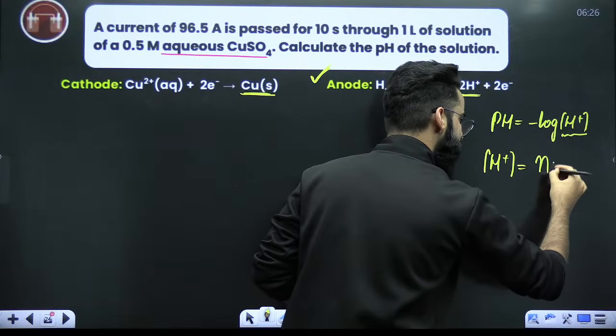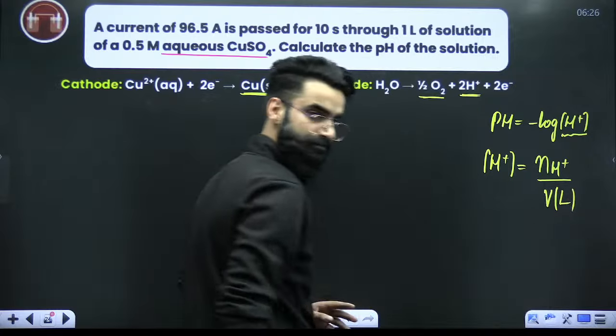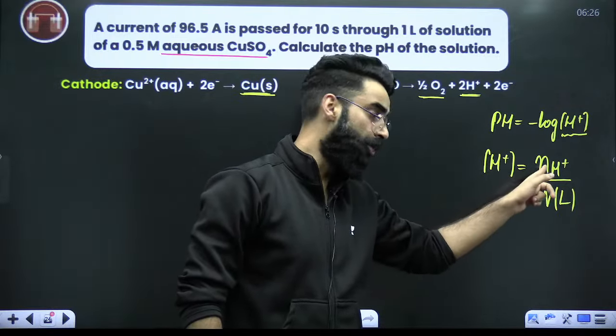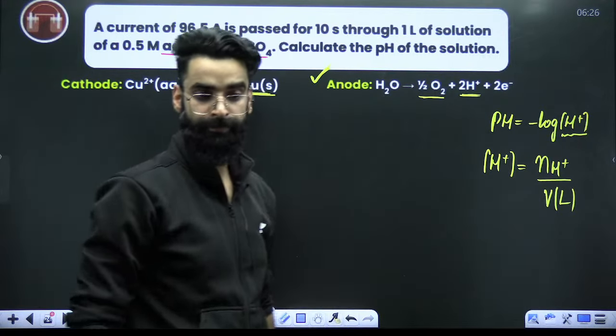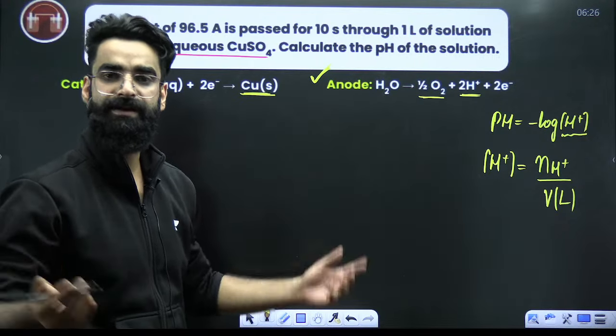So basically, it is going to be number of moles of H positive divided by volume of solution in liters. So can I say in order to calculate the H positive concentration, I should know the number of moles of H positive which are liberated into the solution. Now, how do I calculate number of moles of H positive liberated? With the help of Faraday's first law.